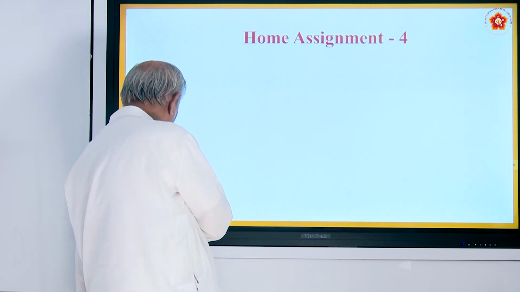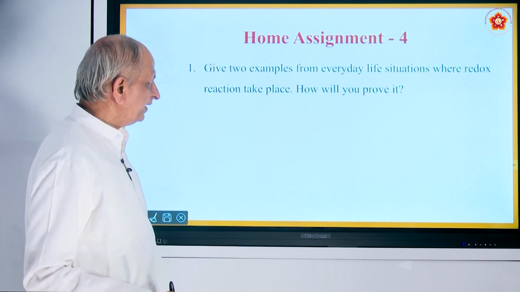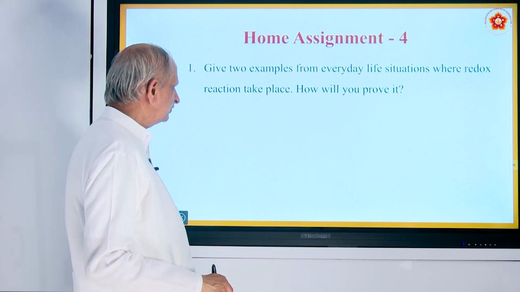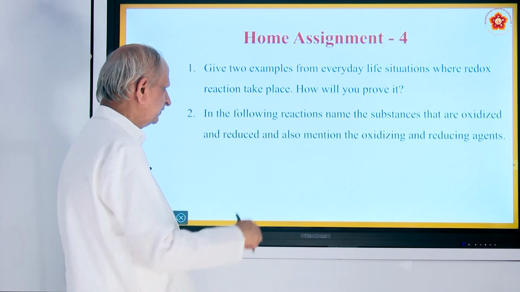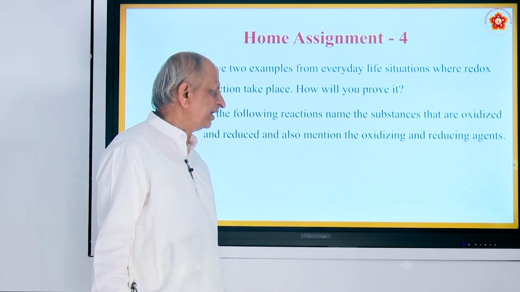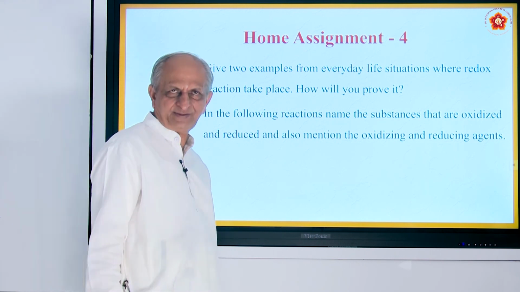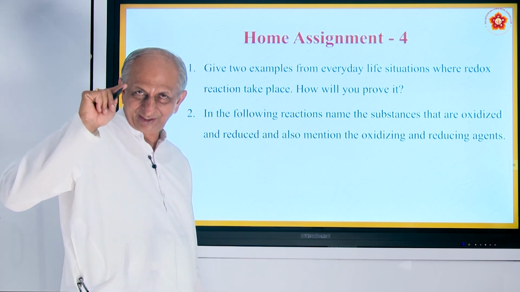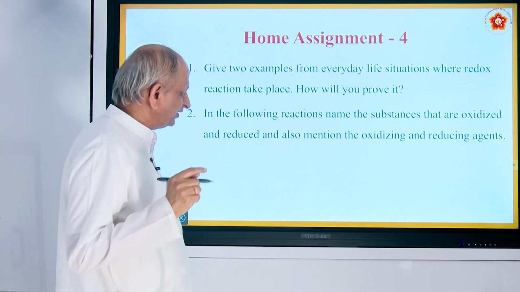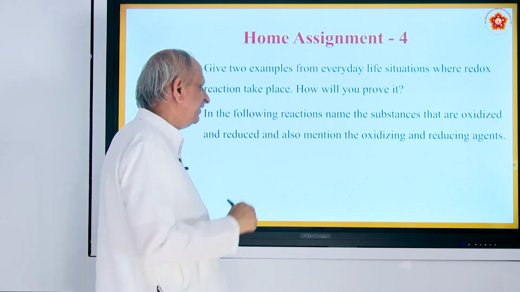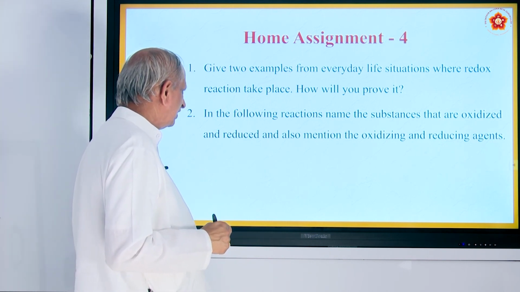Now coming to the home assignment, we have the first question. Give 2 examples from everyday life situations where redox reactions take place. How will you prove it? In the following reactions, name the substances that are oxidized and reduced. Also mention the oxidizing and reducing agents. Oxidizing agent is one which oxidizes the other. Reducing agent is the one which reduces the other substance. So, you have to name the agents also.